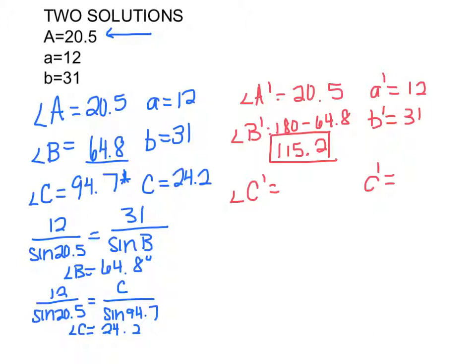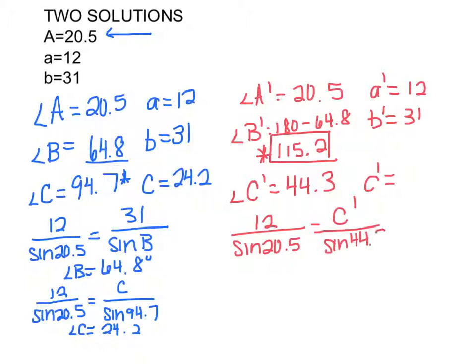I'm going to start by taking 180, subtracting 20.5, and also subtracting 115.2, and I get 44.3. Here is my one obtuse angle, so I have to continue. I'm going to set up a ratio of 12 to the sine of 20.5 equals c prime over the sine of 44.3. When I plug that in my calculator, side c prime is approximately 23.9.